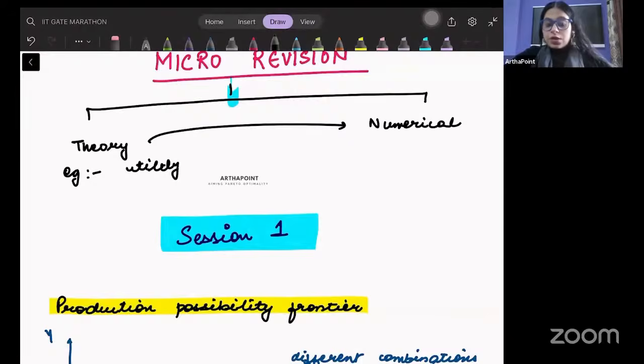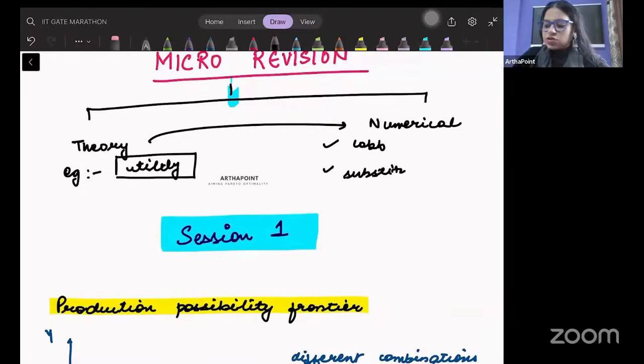Don't worry. Okay. So for every theory question that you do, you must pair it with a numerical. So if you're doing, suppose, the concept of utility, then you should know how to solve a Cobb-Douglas utility function, how to solve a substitute good utility function, etc. You should know how to solve all of these. Only then would that be a full-fledged practice, right?